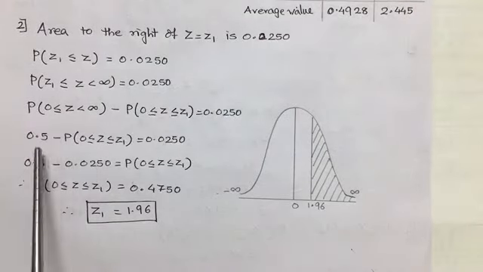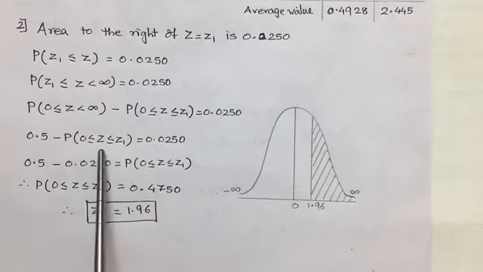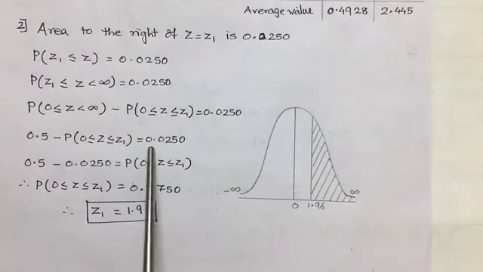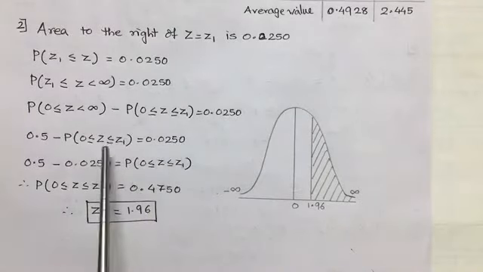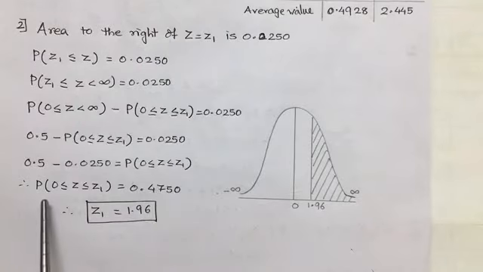So putting the value as 0.5, writing minus P of 0 less than or equal to z less than or equal to z1, that is equal to 0.0250. Shifting it to either side and calculating it, we will get 0.4750 as probability from 0 to z1. Now to calculate the value of z1, we have to refer to the table.